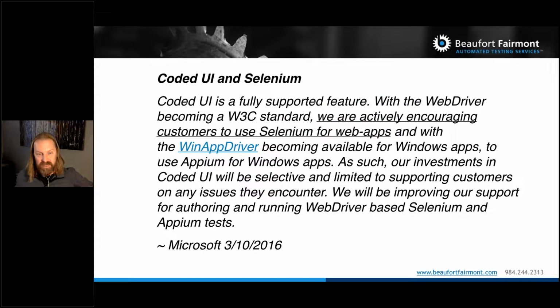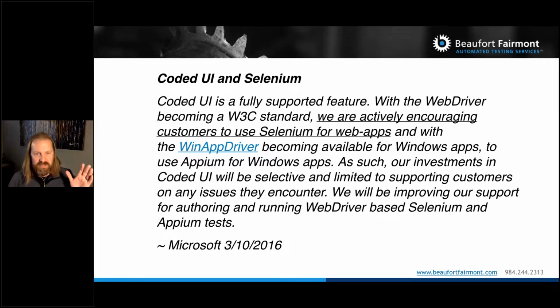And I'll give you a minute to read it. But the part that really got me was midway through, where it says, as such, our investments in CodedUI will be selective and limited to supporting customers on any issues they encounter. We will be improving our support and authoring for running WebDriver-based Selenium and Appium tests. So if that doesn't knock you on the ground and make you say, wait a minute, CodedUI, there might be a problem here, then I don't know what does.